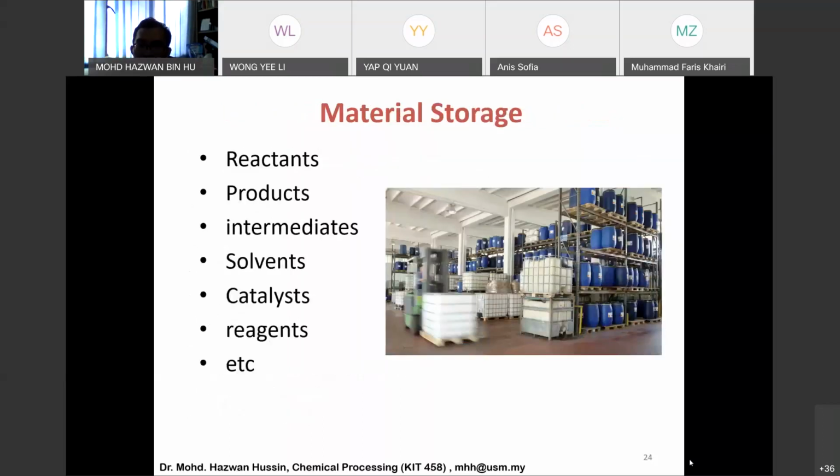And then for material storage, of course, in industry, you will also need to have a warehouse. This is where you store the reactants, the products, intermediates, solvents, catalysts, and etc.